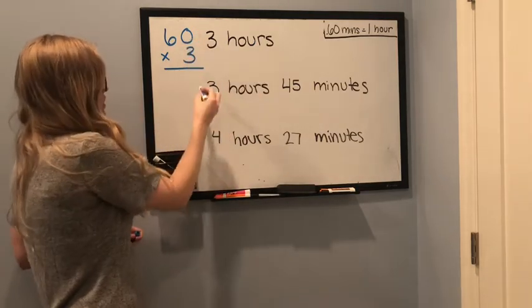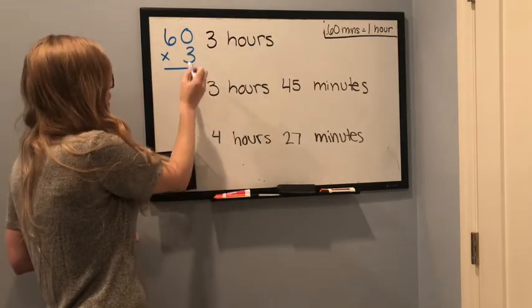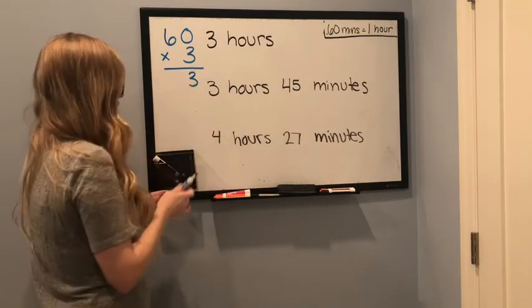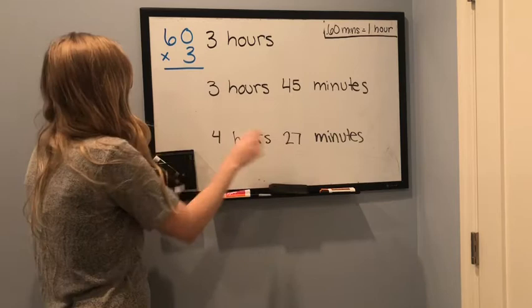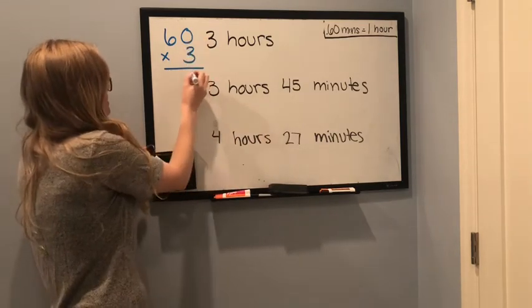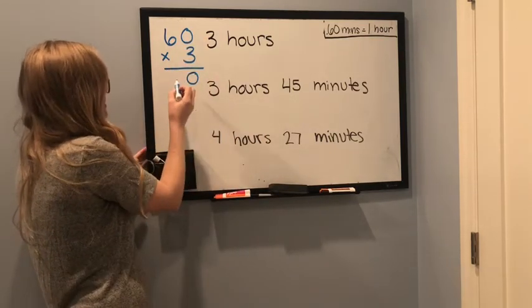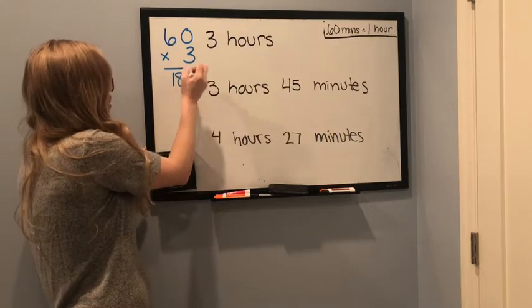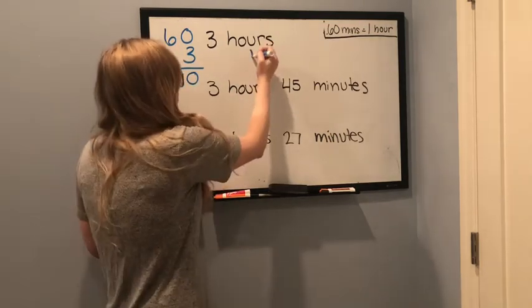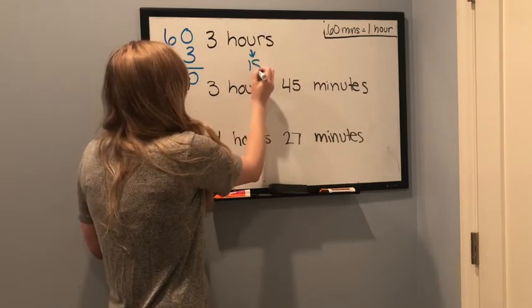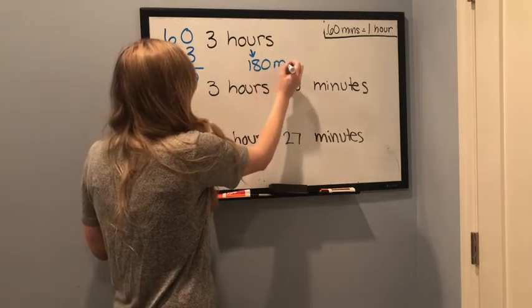3 times 0 is 3. 3 times 6, oops, that's wrong. Silly Mrs. Halverson, going too fast. 3 times 0 is 0. 3 times 6 is 18. Or 3 times 60 is 180. So we know that 3 hours is 180 minutes.